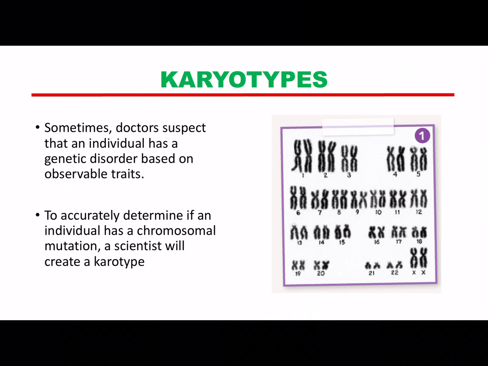Karyotypes. Sometimes doctors suspect that an individual has a genetic disorder based on observable traits. To accurately determine if an individual has a chromosomal mutation, a scientist will create a karyotype. You can see the picture on your right. That is a karyotype which a geneticist can perform, and this karyotype is from a normal human being. We are going to be comparing more karyotypes as we go through the slides.